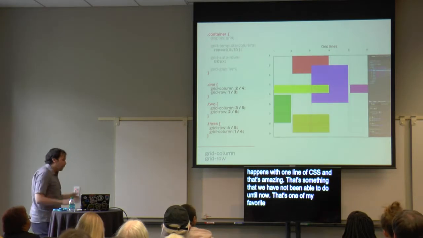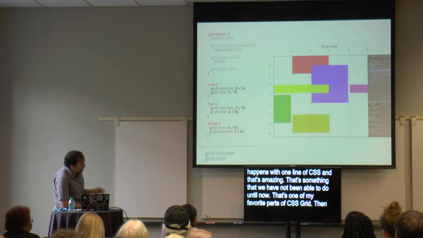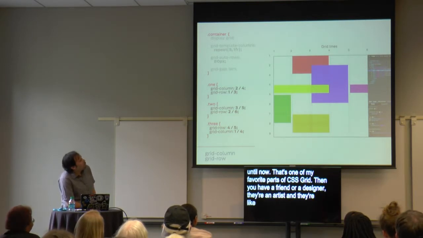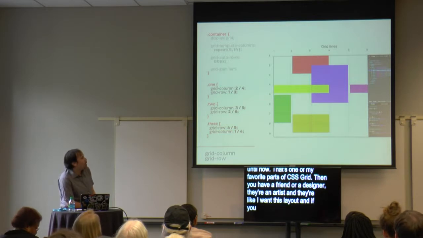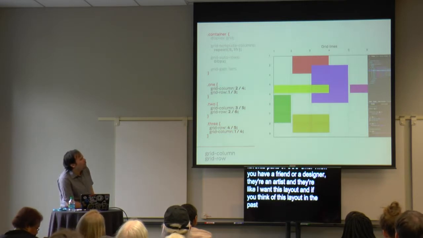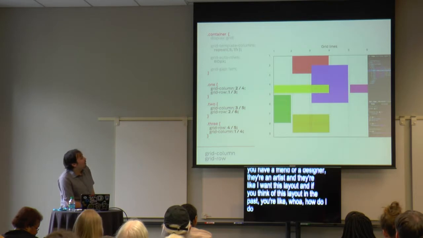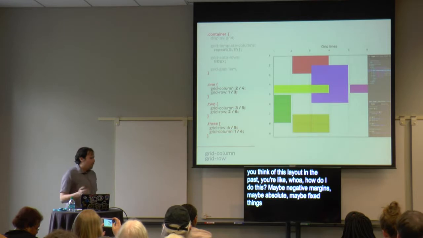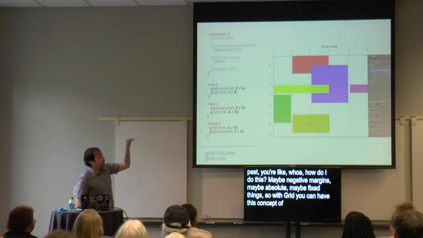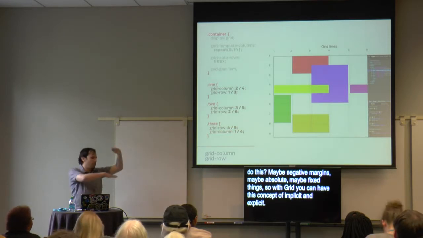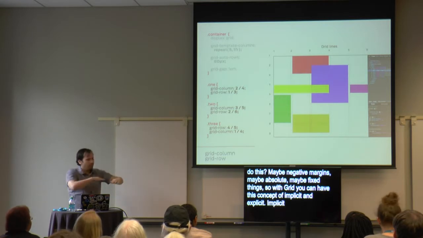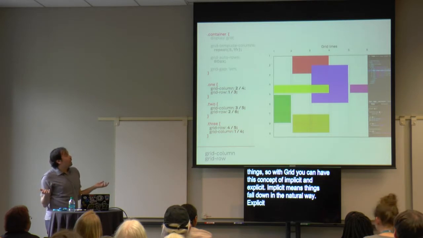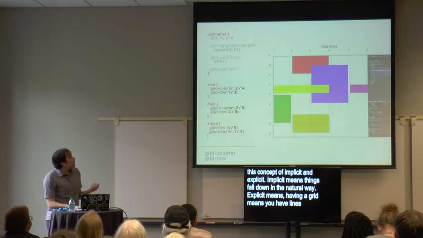Then you have a friend, they're a designer, they're an artist, right? And they're like, I want this layout. If you think of this layout in the past, it's like, whoa, how do I do that? Maybe I have negative margins, maybe absolute positioning, maybe fixed things. So with Grid, you can actually have this concept of implicit and explicit. Implicit means things just fall down naturally, the way you add one thing, and then the other one, you add an image, you add a text, it just goes below. Explicit means having a grid with lines, so you can position things wherever you want.